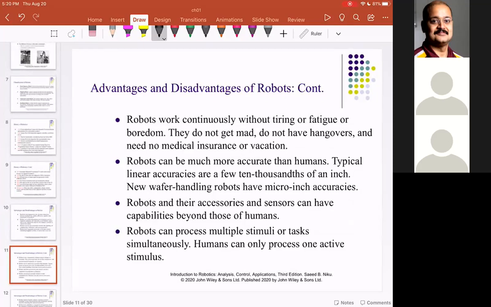Again, a robot is a machine. As long as the machine is well maintained, it can work non-stop. And then there is power: it is not possible for a human to lift 500 kilograms, but you could design a robot that could lift very heavy loads. In the case of wearable robots, you can augment human performance.